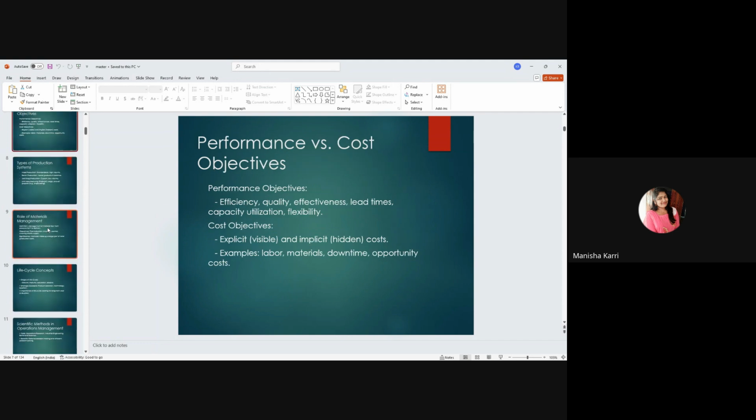Next one is performance versus cost objectives. Generally, these are goals that focus on how well a company operates and delivers a product. Generally, it will maximize the productivity and effectiveness of the operations. Coming to efficiency, what is efficiency? These are the performance objectives.